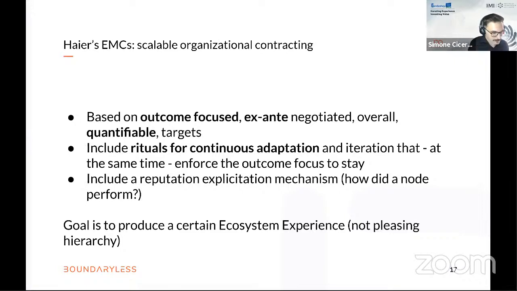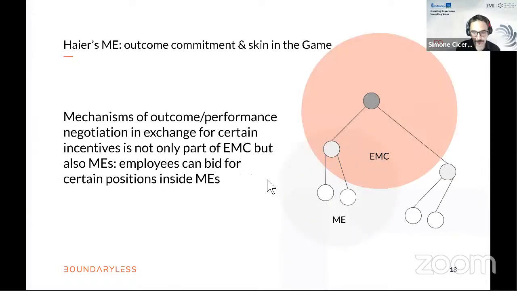It's very interesting because it's very outcome focused, pushing all the contributors, all the units that participated in these contracts to make explicit their commitment to creating resources, allocating capabilities to create new scenarios for the market. It includes the rituals and processes for adaptation, and also a reputation mechanism that is very interesting in helping the organization move forward with quality.